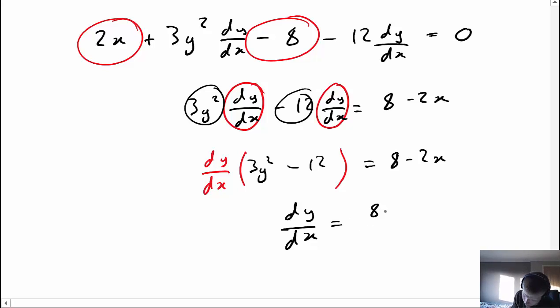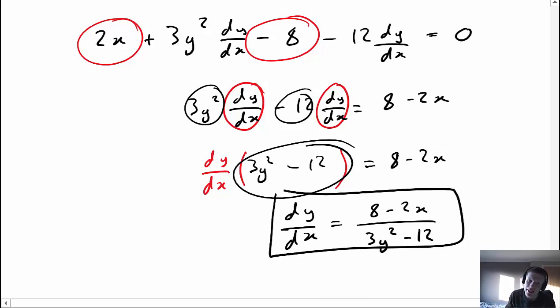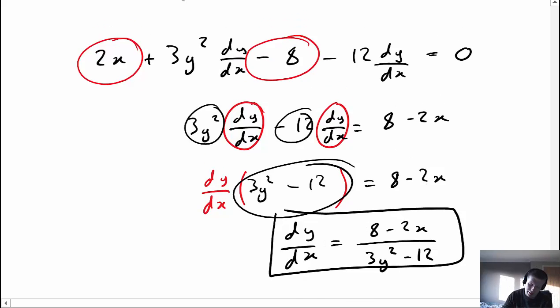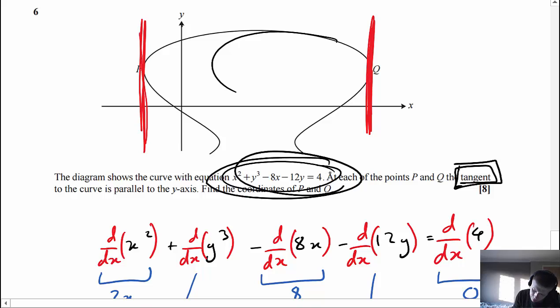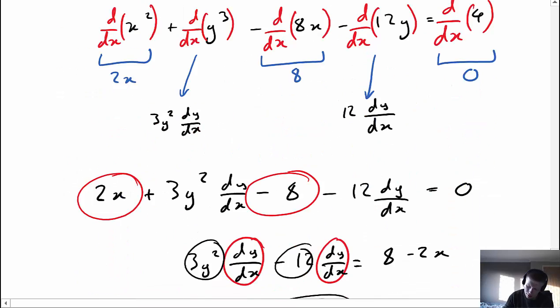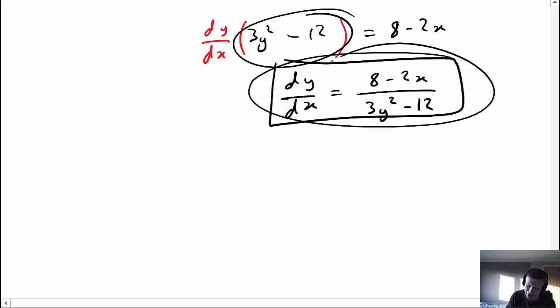Okay, so I'm left with 8 minus 2x. Let's divide by all of this thing, so 3y squared minus 12. Okay, so that is literally what dy by dx equals. So when I differentiate this horrible looking function up here, basically I end up with that. That is the derivative of that function there. And notice that the derivative even has x and y's mixed together. That's how to do implicit differentiation.